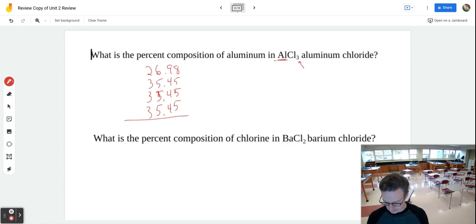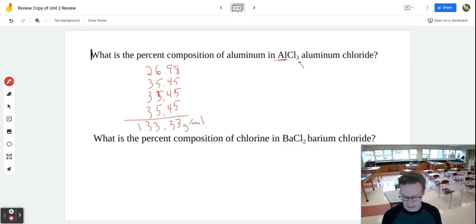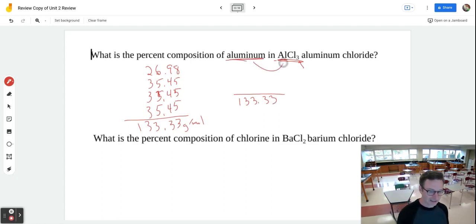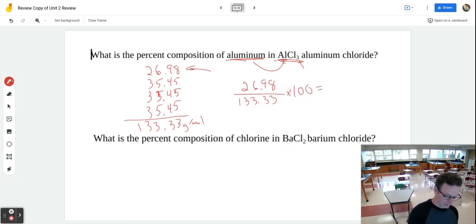If I add all that together, I get a total of 133.33 grams per mole. Okay, so that's the mass of the compound. That is the denominator, the bottom half of the equation. The top, in this case, is the amount of aluminum in that compound, which in this case, there's only 1. So it's just the mass of aluminum, which is 26.98. And then I'm going to multiply that by 100. And I end up with 20.24%.